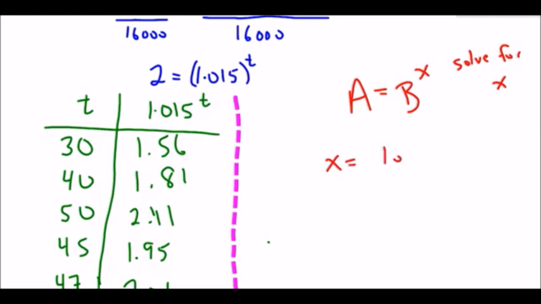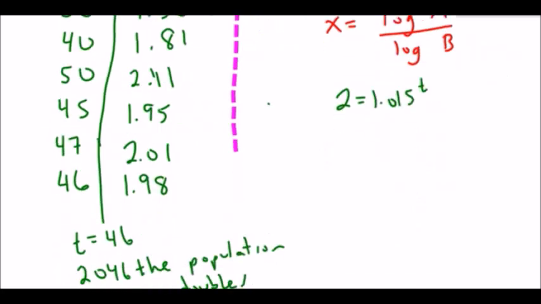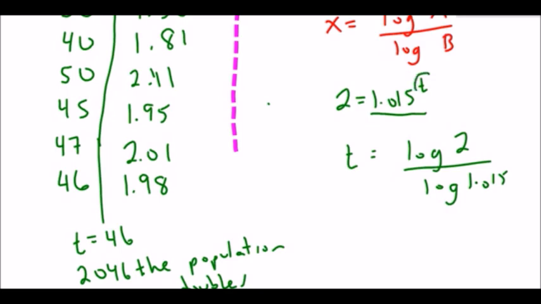X is equal to log A over log B. And it's just press the button, type it in, let your calculator do the math. So the thing to remember if you're going to use this method is that this exponent x is on the base B, and the base is what goes on the bottom of this expression. So over here, if I have 2 equals 1.015 to the t, and I want to solve for t, then I'm going to use log of 2 over log of 1.015. And again, 1.015 was the base, so it goes on the bottom.